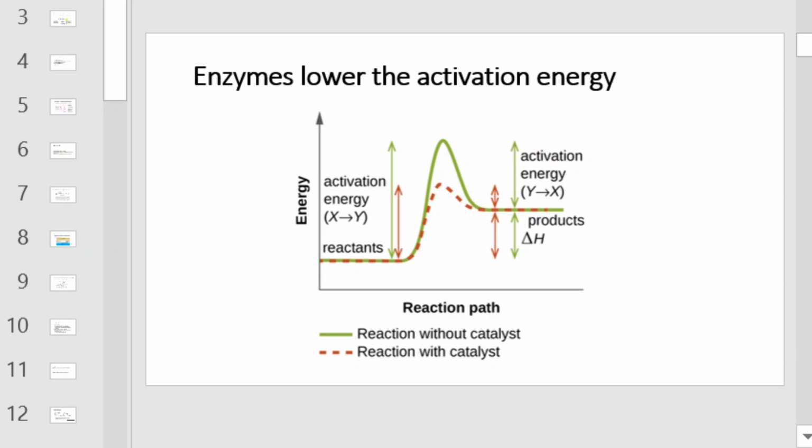Here again, we see how an enzyme can lower the activation energy of a reaction. By following the green and red dashed lines, you'll notice the difference when an enzyme is used and when one is not.